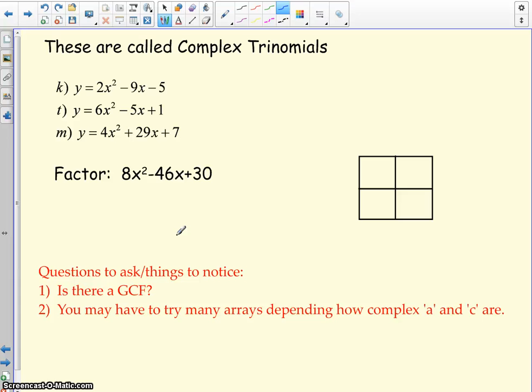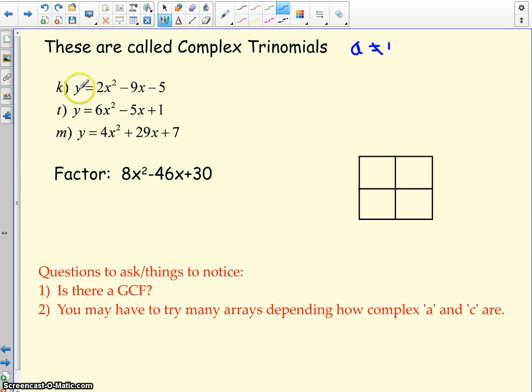What makes these trinomials complex is that the a value is not going to be equal to 1. So all of these here, even after you look for any possible GCFs that might be there, you can't get around it, the a value is not 1. These are the ones that might have taken a little bit longer in the array to try and work out what's going on the outside. Sometimes the combinations of numbers you're trying to look for to fill in for the diagonals of the array can be a little bit trickier to find. So these do take some practice to get used to.